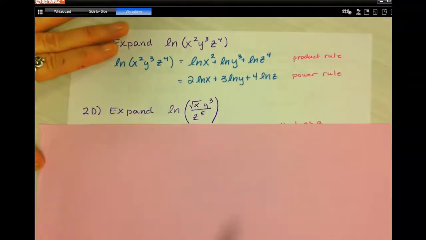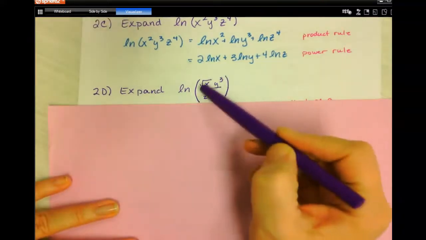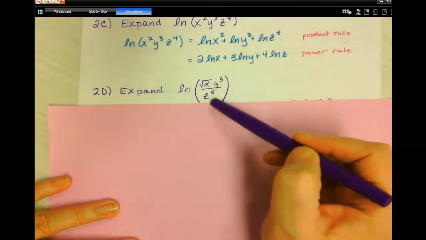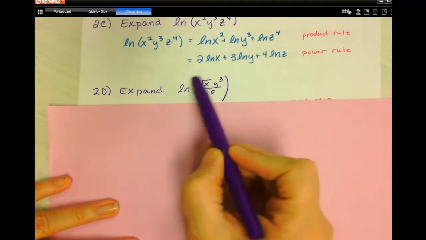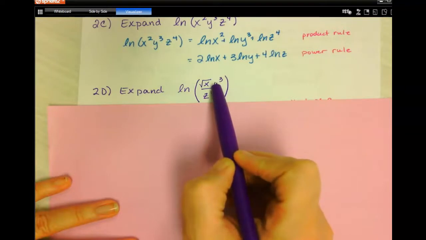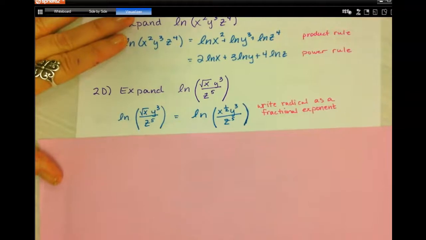All right, D. So D, I have a quotient in my argument. So here's my quotient. I'm going to change that to a rational exponent. I'm going to expand this with subtraction. But once I get the fraction expanded, notice I have a product in the numerator. So the product needs to be expanded with addition. So I've got all kinds of stuff going on in this problem.